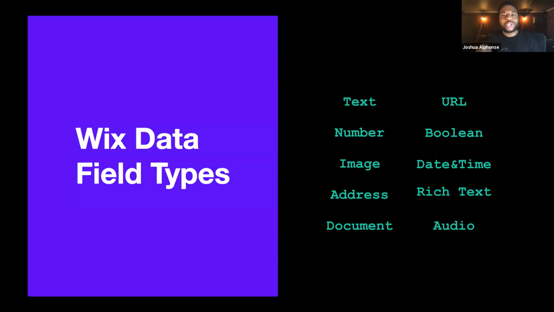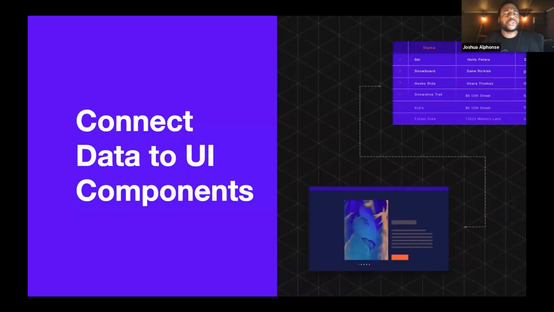Wix Data has a bunch of field types that you can use. So if you have data that is text, an integer, an image, even an address, or even audio, you can actually change the field type for each entry inside your table and adjust them to whatever UI element you want to connect them to. So those are a lot of the important field types that you'll see when you're building with Corvid by Wix and using Wix Data. Those are probably the most frequent ones that you'll come across on any development platform.